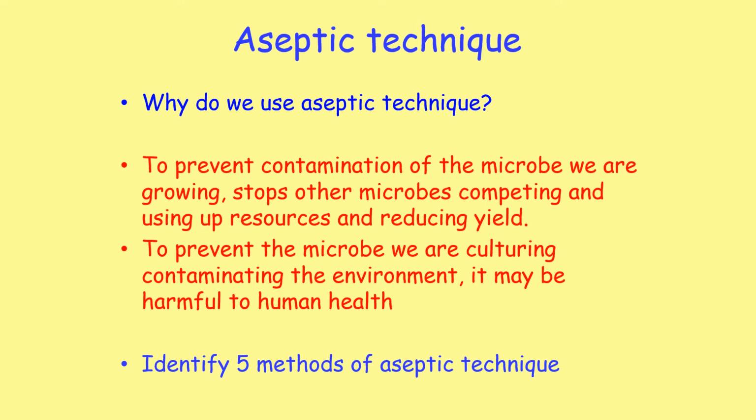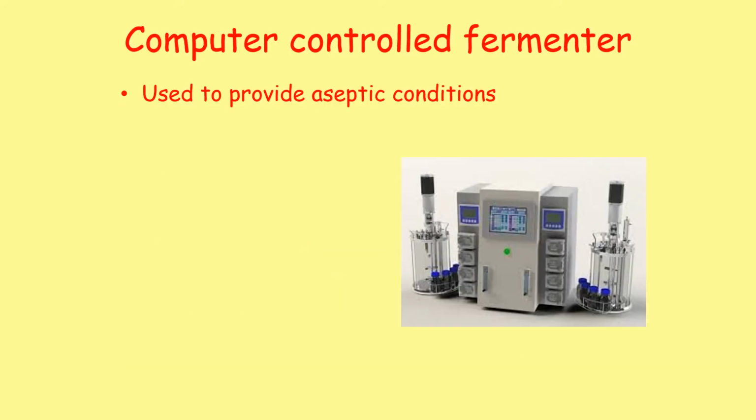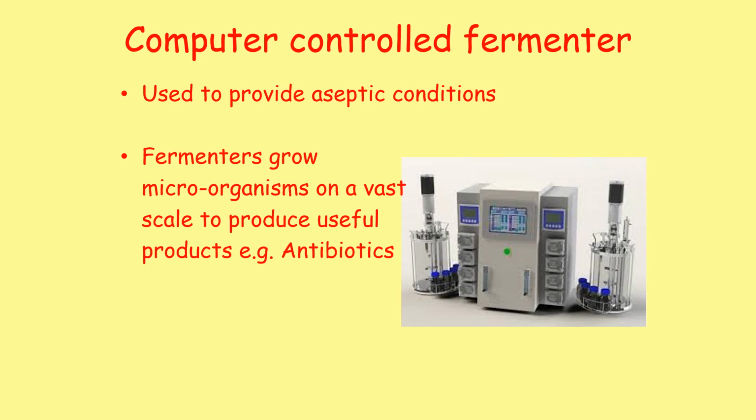If you're growing microbes on a really, really large scale, what you would use is a computer controlled fermenter. Now the computer controlled fermenter provides aseptic conditions, so it's a completely sterile environment. Like I said, you can grow a microorganism on a really vast scale to produce useful products. If you're wanting to produce something like antibiotics or even the insulin that we're talking about in National 5 from our genetically modified bacteria, you would use a computer controlled fermenter.